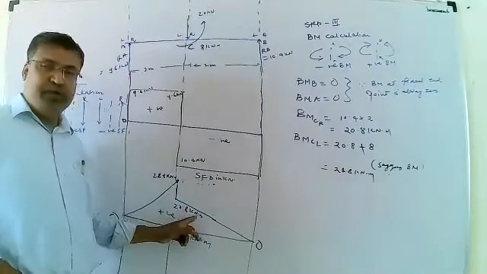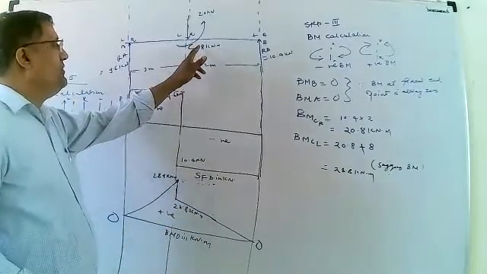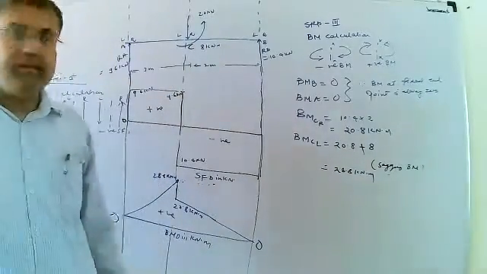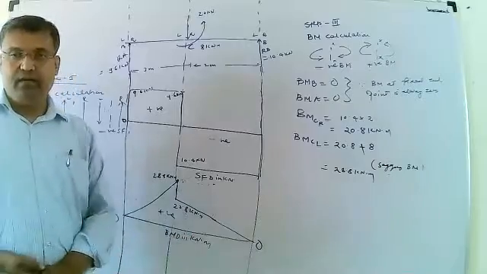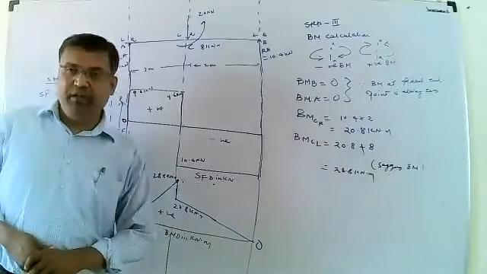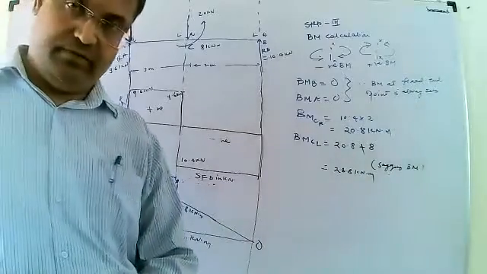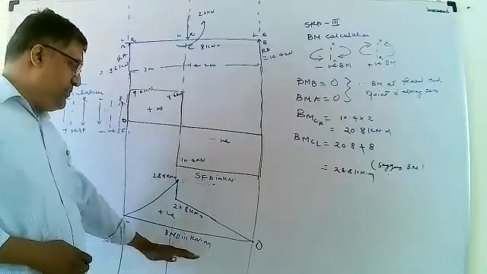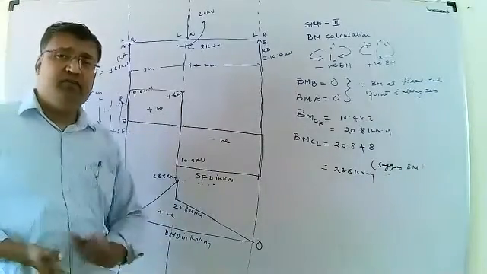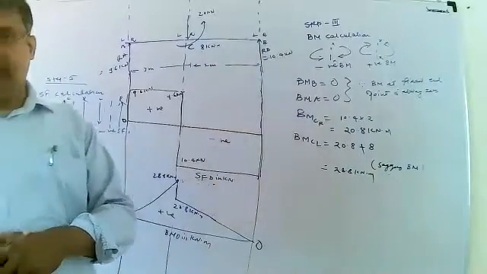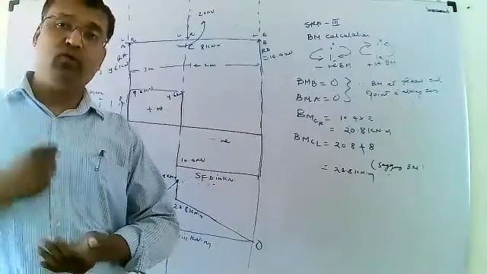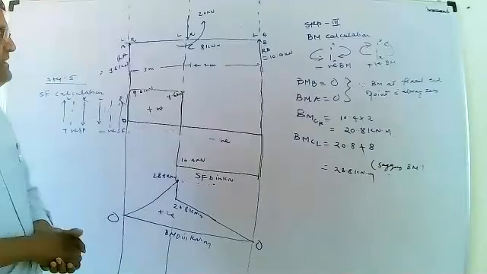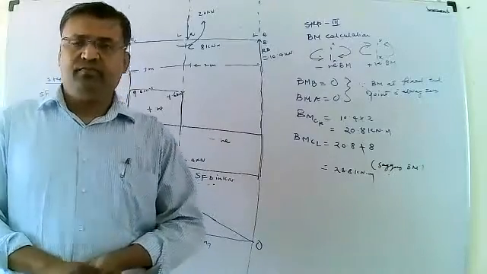Then on the right side, the value is 20.8 kilonewton meter. In the portion, again no load. No load means draw the inclined straight line. Okay. This is a simple way to draw BMD in kilonewton meter. This is the SFD in kilonewton, this is the BMD in kilonewton meter, and we can easily draw SFD and BMD according to the values of SF and BM. Okay, this is a simple problem.